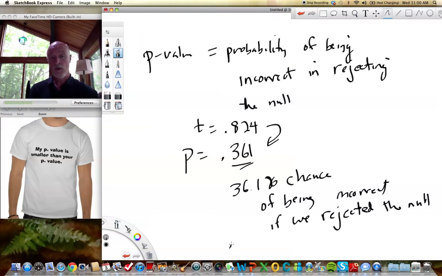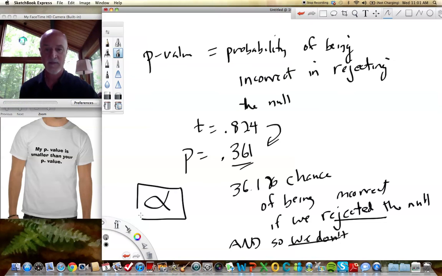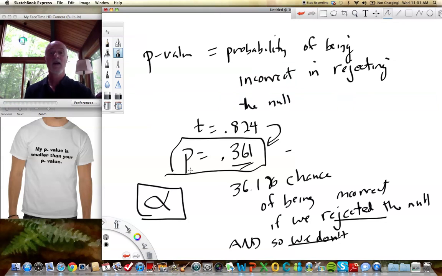And so what would we do? We don't reject the null. But making that decision about rejecting or not rejecting the null is the subject of our next talk. I'll get there in a moment, and what I want to do is direct you to our video on alpha, so you'll look at that to understand our decision making about what p means.